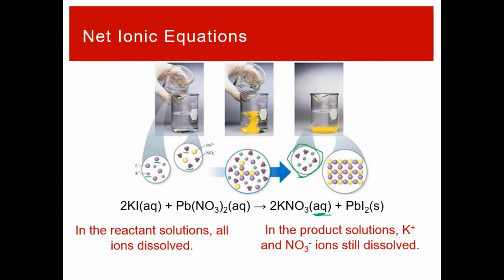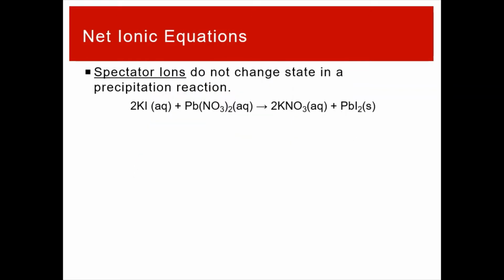And then in the product, the individual ions are still seeing the exact same thing. They're just floating around in water, none the wiser to anything that has happened to the lead and the iodide atoms that have formed this solid. We call this idea spectator ions. These are ions that don't actually participate in a reaction. They don't actually do anything. They just watch it. That's where the word spectator comes from. They're watching the actual chemistry occur. They're not participating in that chemistry.